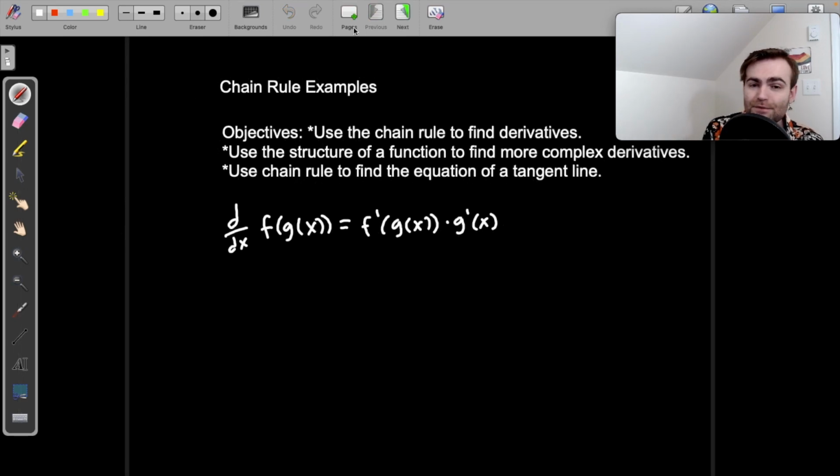Hopefully, after we've gone through these couple of examples together, that you feel a little bit more comfortable and confident with the chain rule. Hopefully you feel like you can use the chain rule to find derivatives, that you can identify the structure of a function to find more complicated derivatives, like when we did the product rule within chain rule, or the double chain rule, so on and so forth. And hopefully you feel like you can find the equations of tangent lines with derivatives that involve using the chain rule.